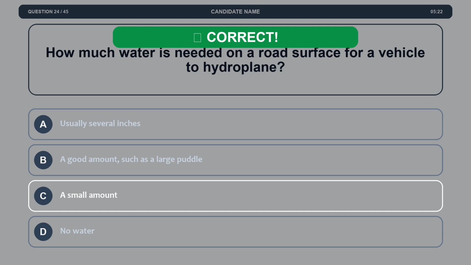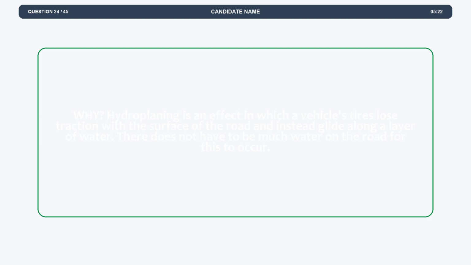The correct answer is option C, a small amount. Explanation. Hydroplaning is an effect in which a vehicle's tires lose traction with the surface of the road and instead glide along a layer of water. There does not have to be much water on the road for this to occur.